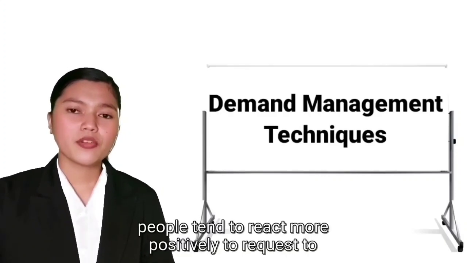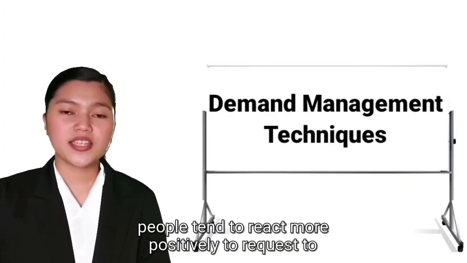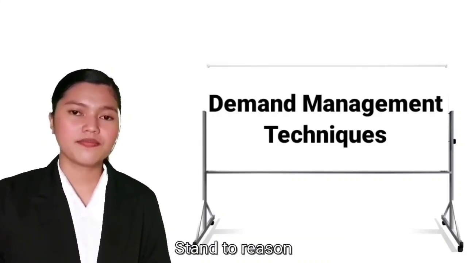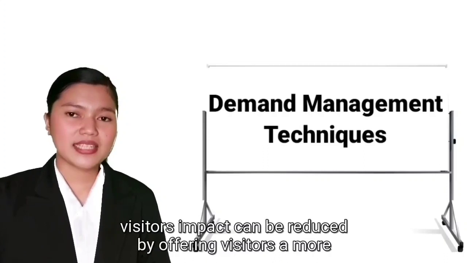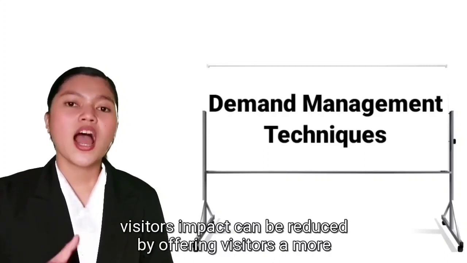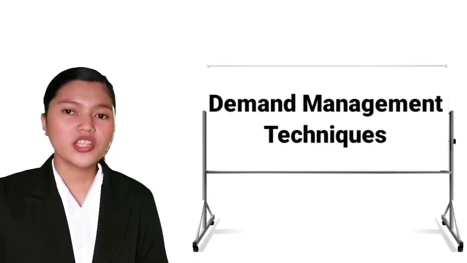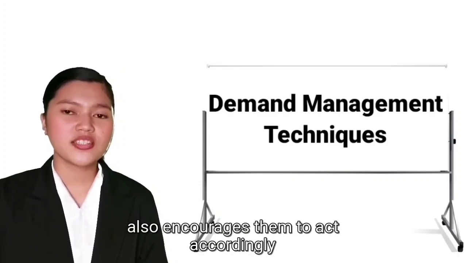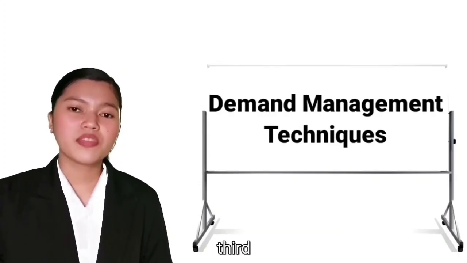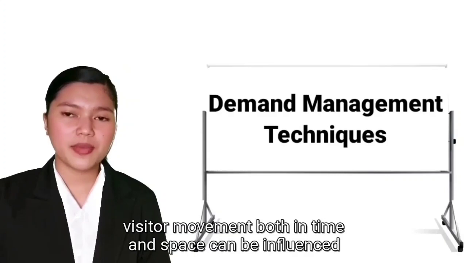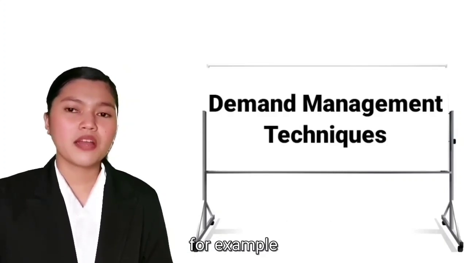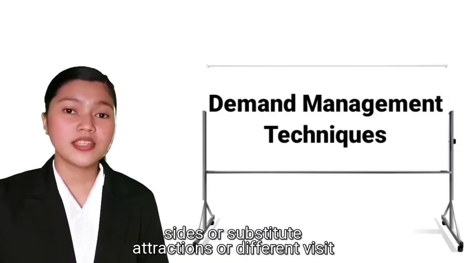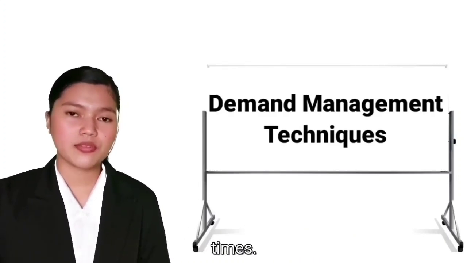First, people tend to react more positively to requests to refrain from certain forms of behavior when they know and understand the reason. Second, visitors' impact can be reduced by offering visitors a more engaging experience, which not only informs them about how to act responsibly, but also encourages them to act accordingly. Third, visitor movement, both in time and space, can be influenced. For example, by drawing attention to alternative routes around the sites, or substitute attractions or different visit times.